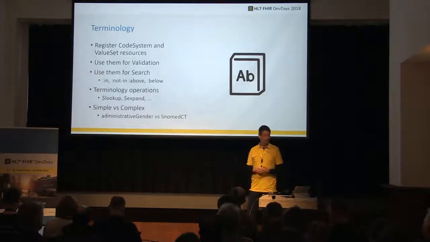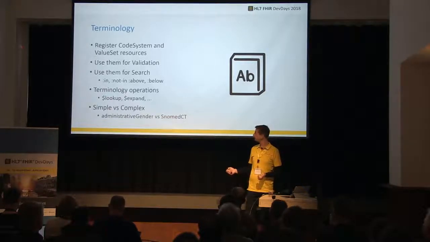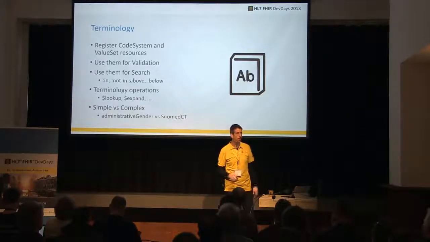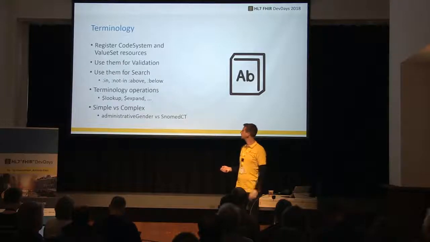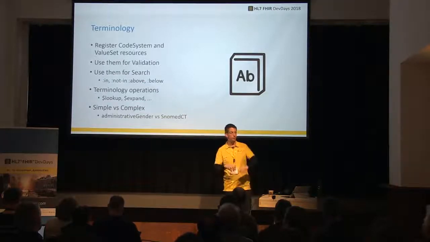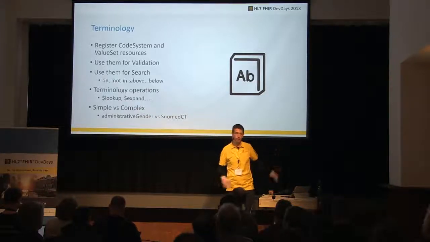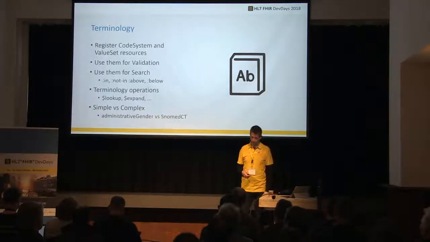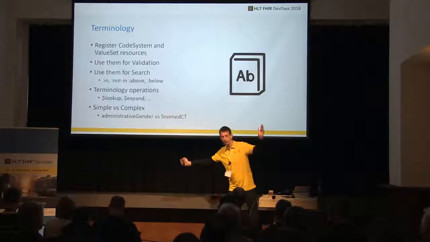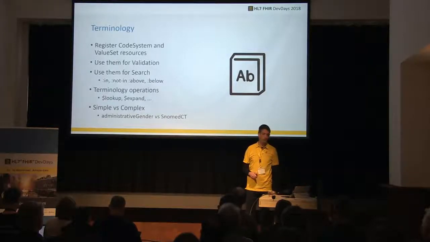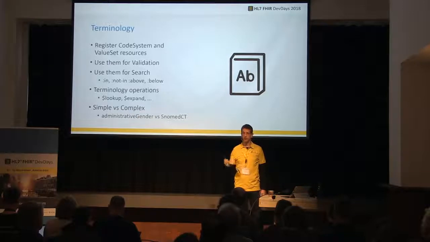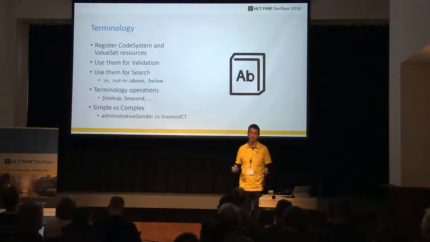You can use them for validation, we saw that. You can use them for search. There are specific search modifiers that tell you, I don't want this exact code, I want something that's in that code, in one of those codes, and or not, or something above or below. So if you have a hierarchy of codes, like in SNOMED CT, you can say, this code is right, or everything below it. That requires a lot of the terminology service to actually find the closure of terms that you have to match.